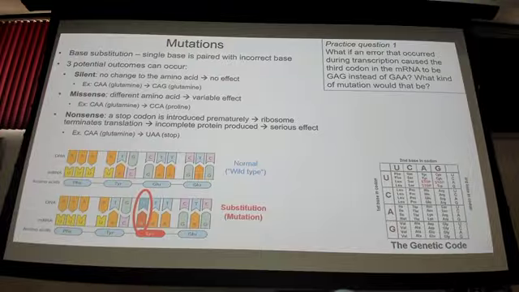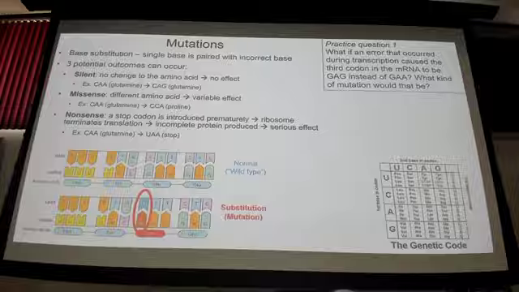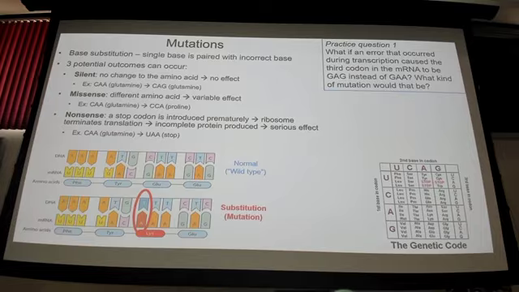Okay, so that actually is exactly what my practice question was for you guys. If you're looking at a wild type GAA, on that third codon here, what would happen if you mutated that third nucleotide to a G? Silent. Same. So what kind of mutation is that called? Silent. Very good. It's a silent mutation.